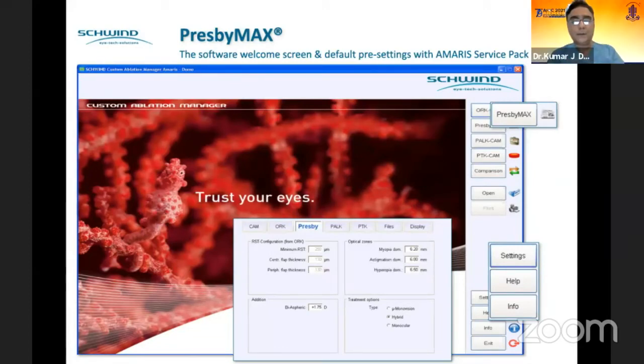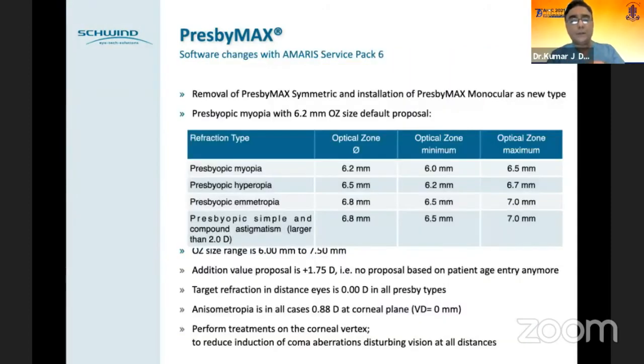Just the Presbymax, this is how it goes. The optical zone is selected again according to the pupil size. You can see that for presbyopic myopia the optical zone is smaller, but for presbyopic hyperopia the optical zone gets larger. If there is more astigmatism, the optical zone will get even larger, so you can go up to a 7 millimeter optical zone. This is just the way the whole chart really looks.